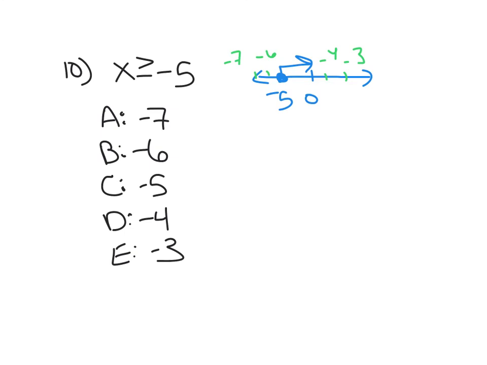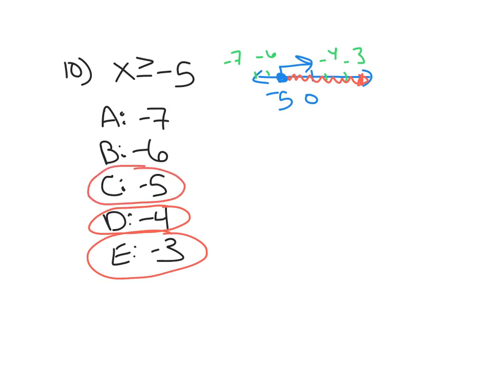So our shaded region, I'll make our shaded region red here, is all of this. So in my shaded region is definitely -4, is definitely -3, and we've got to say, is -5 included? It's a closed circle, so it is also -5. So it's not -6 or -7. Those are smaller than -5 on the negative side.